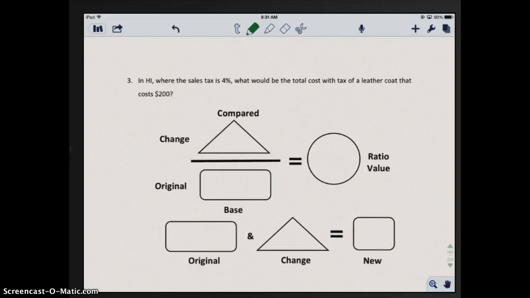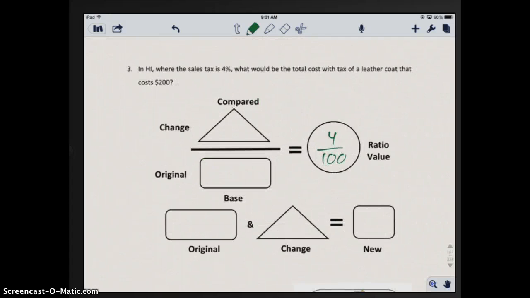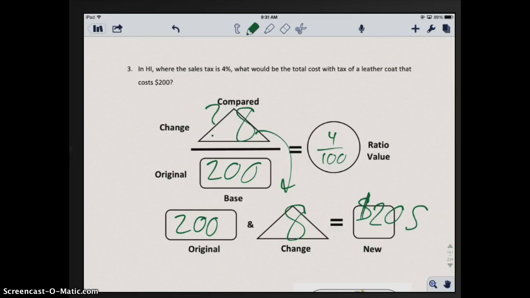In Hawaii, that's what HI stands for, their sales tax is 4%. What would the total cost of tax of a leather coat that costs $200 be? All right, 4%, put that down here right away. Leather coat, that's $200 right there in the original amount. Cross multiply and solve. To get the change amount, you get $8. You're going to have $8 in tax, so really you're going to pay $208 for the coat in Hawaii.